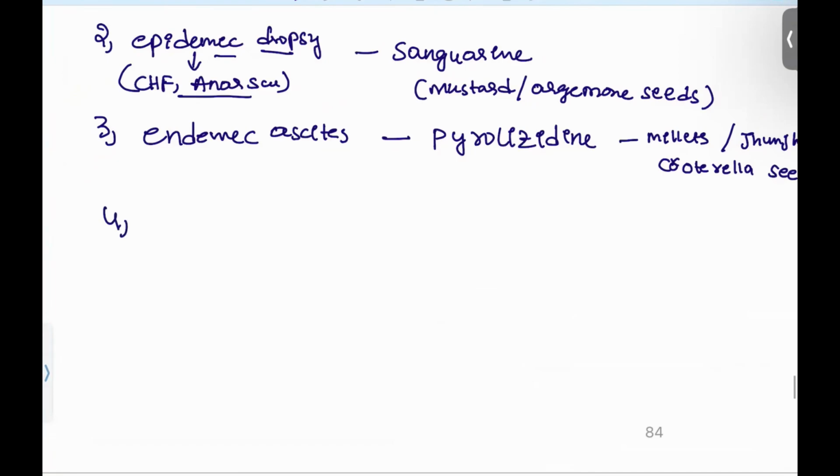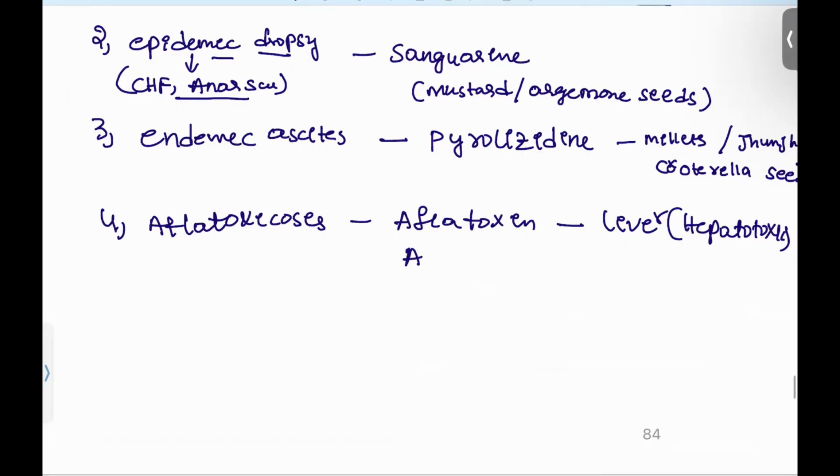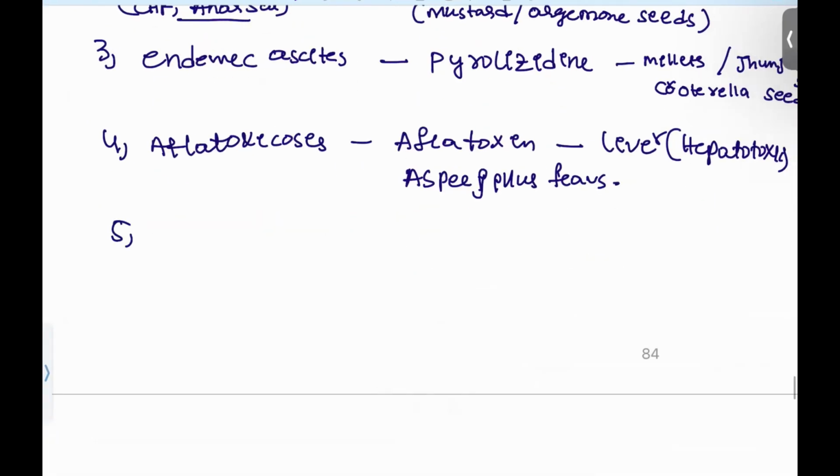So your fourth one is your aflatoxicosis. Okay, aflatoxicosis. The toxin itself, aflatoxin, is going to involve the patient's liver. So this is highly hepatotoxic. From where is this going to come? The fungus that is involved for this is Aspergillus flavus. Okay, one thing. Next one is the ergotism.